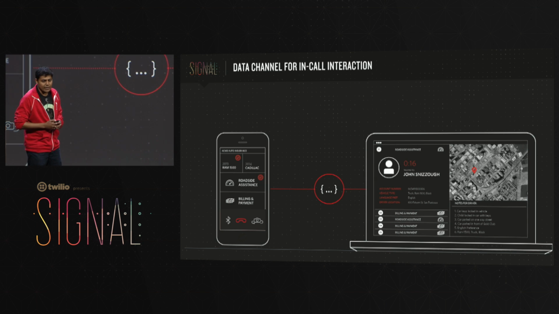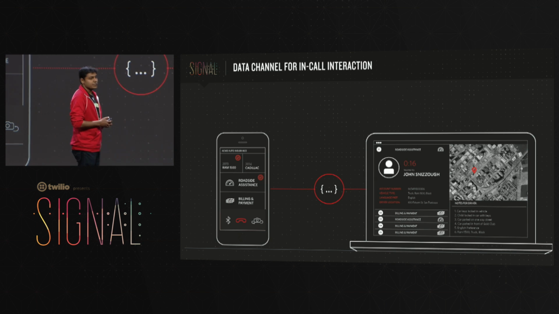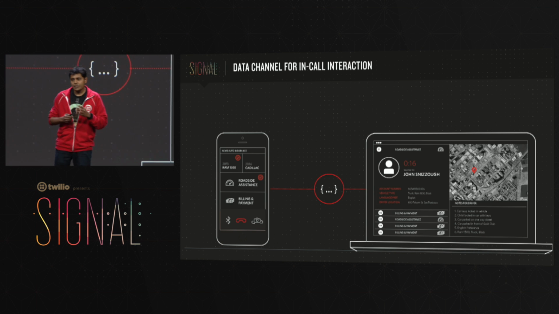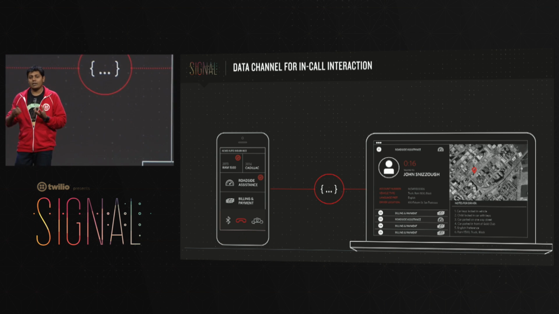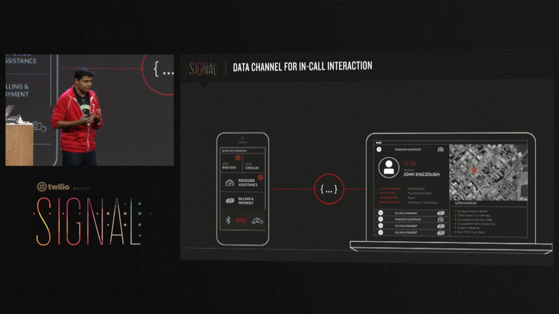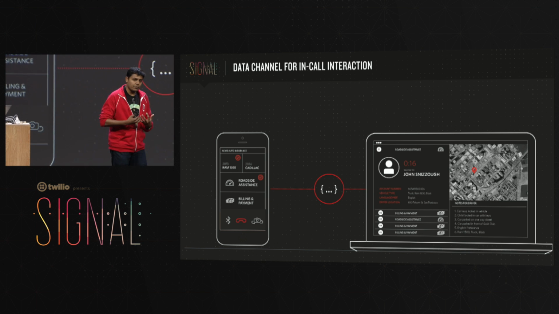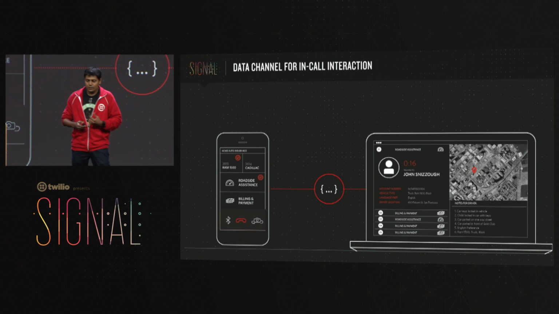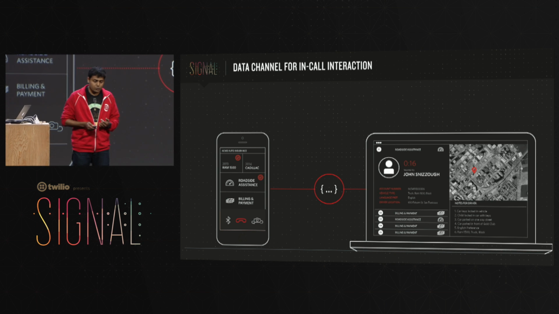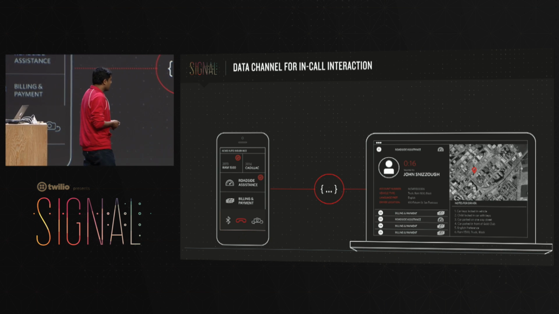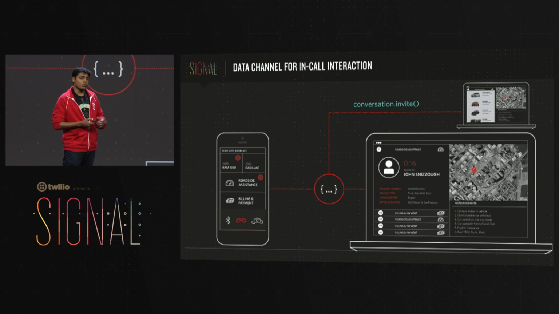So we introduced an API earlier called the Conversations API. The Conversations API allows you to add multiple endpoints in a video conference or in a conversation. In this situation, we are going to have a third-party agent, a rental car agent, and we are going to add him into the conversation.